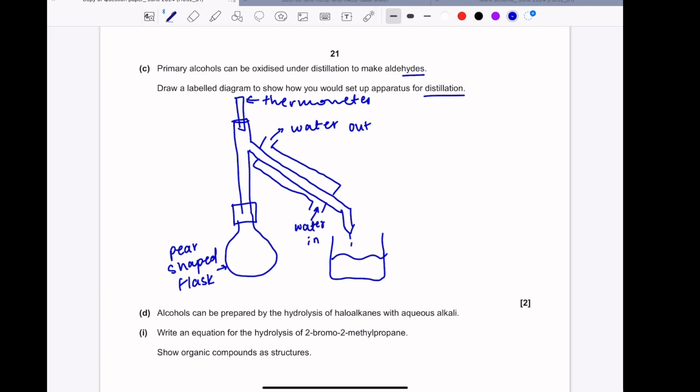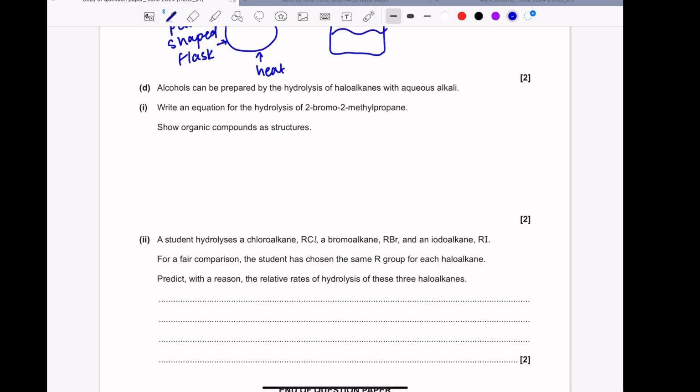Okay, something like that should have been the answer. And before I forget, the heat source is coming from the bottom over here. I think that should be all. Actually, there's one more label, which is this. That's the condenser. Okay. Question D is alcohols can be prepared by the hydrolysis of haloalkanes with aqueous alkali.